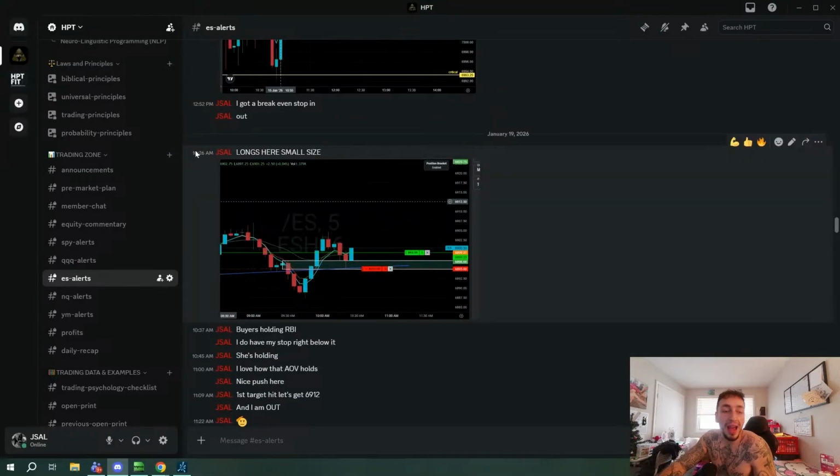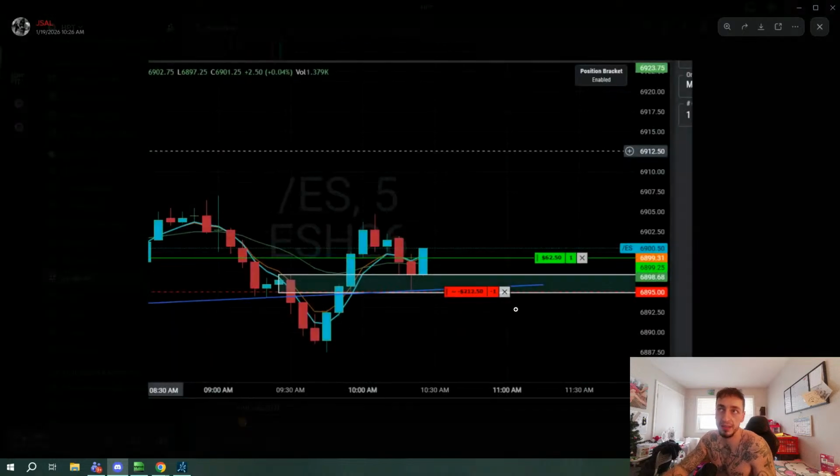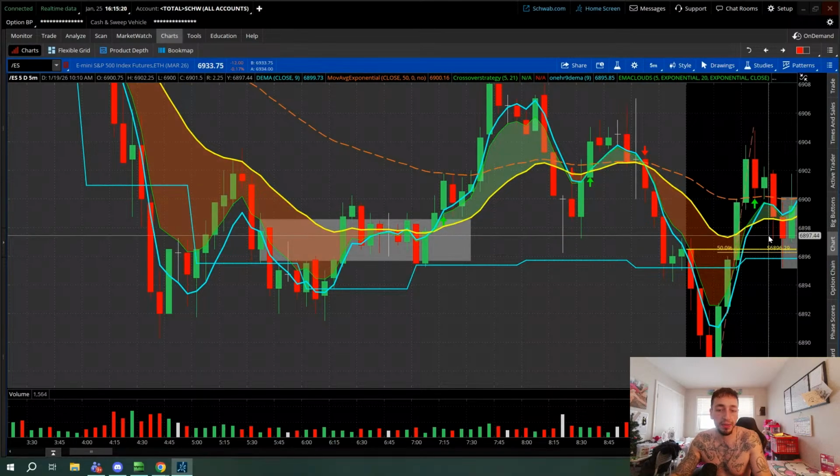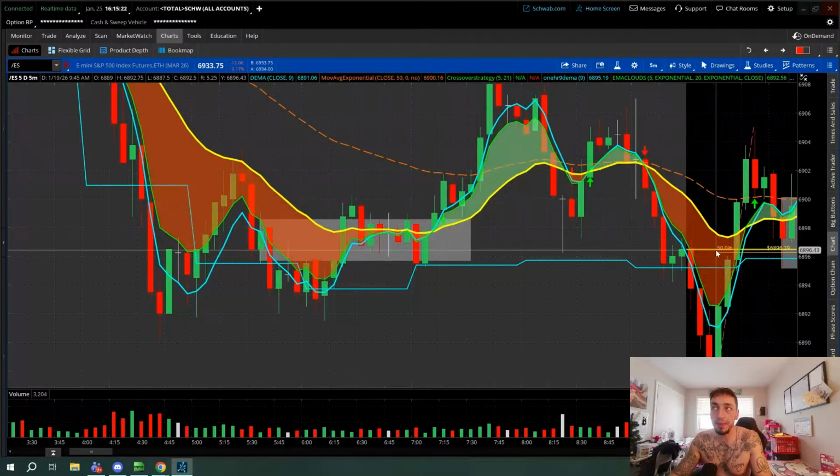119 right here at 10:26 a.m., longs, small size. This was Martin Luther King Day, so I'm trading one mini here, nothing crazy. And look, this is the call out in the Discord. This is the chart right here. Look where the 50% Fibonacci is.